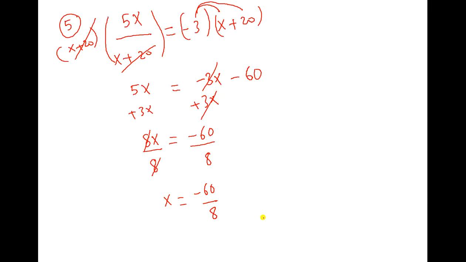Yes, 3 times 20 is 60. Now, we can simplify this further because we always want to have the simplified answer for x. So go ahead and divide by 4 on top and the bottom. Minus 60 divided by 4 is minus 15, and 8 divided by 4 is 2. So the final answer is x equals minus 15 over 2, or also equal to minus 7.5. But you can leave the answer in fraction.